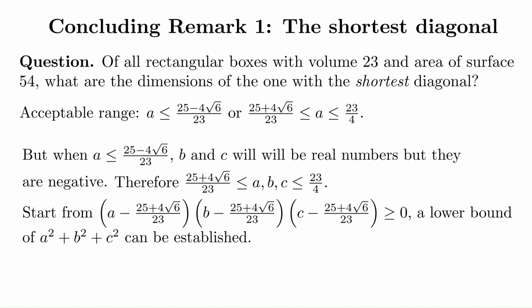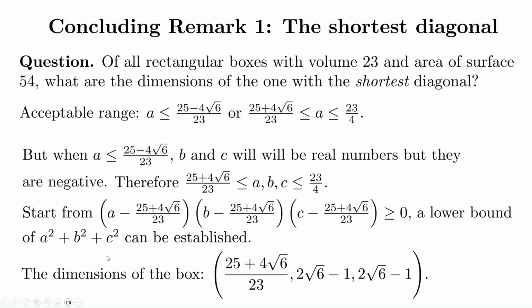Then A minus the root times B minus root times C minus root would be greater than or equal to 0. Compare with the previous inequality for the upper bound. Here, we just switch the inequality sign. If we follow exactly the same logic, we would be able to establish a lower bound for A squared plus B squared plus C squared. I post the dimensions of the box here.